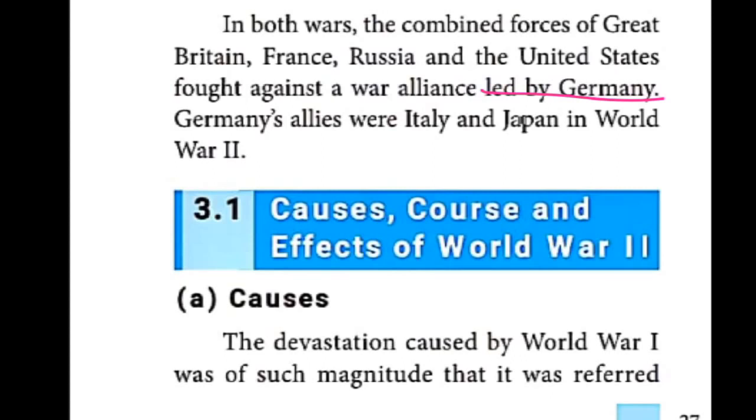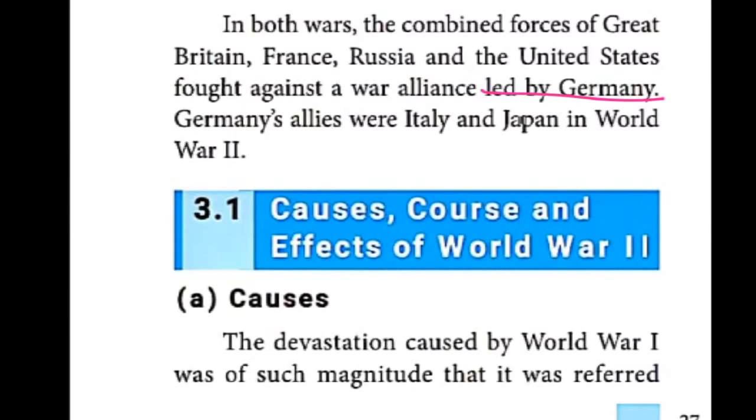Under the leadership of Germany, Austria-Hungary, Romania, Bulgaria, those countries alone, as well as Japan also joined this time. Italy as well as Japan also joined under the leadership of Germany. So they are called the Axis powers.